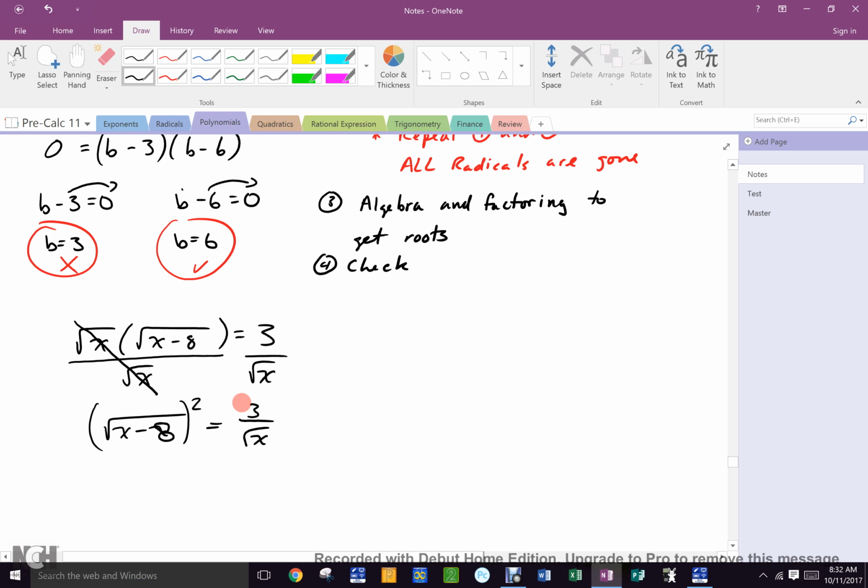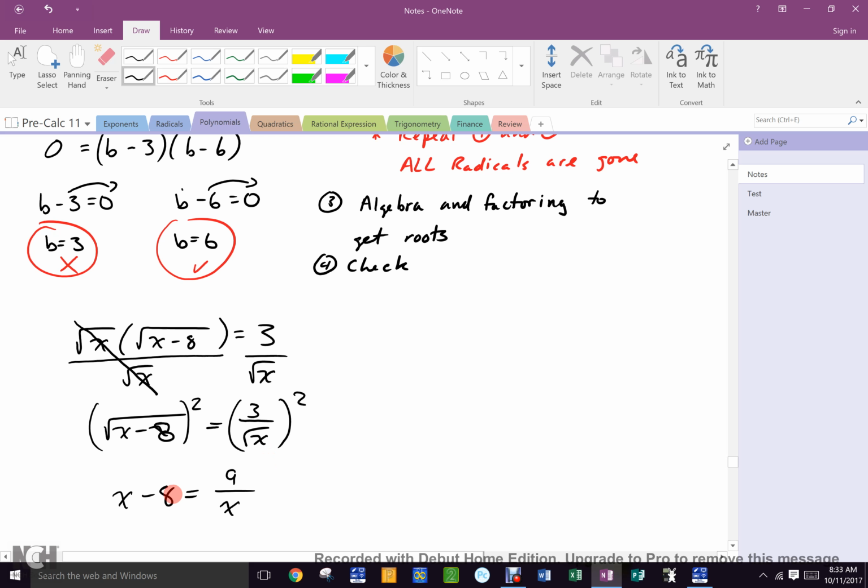Okay, so what happens to this guy? What's on the left now? It's just x minus 8, right? Now, square this side. What's 3 squared? Over what? X. Oh, look, in this case, all of our radicals were eliminated in one shot.